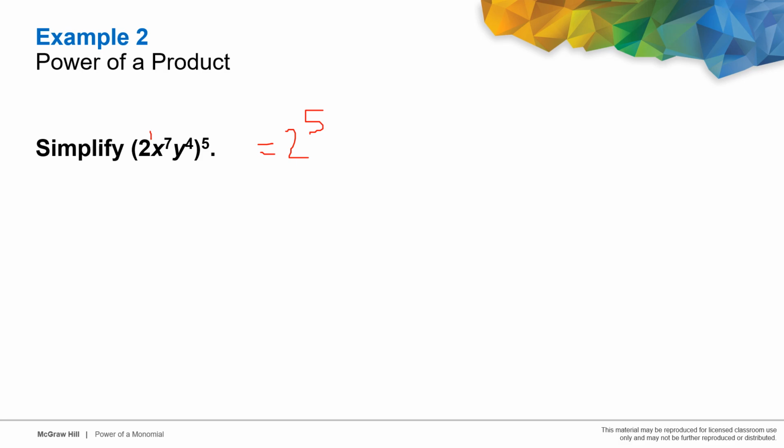7 times 5 is 35. So x to the 35th power. 4 times 5 is 20. Y to the 20th power.